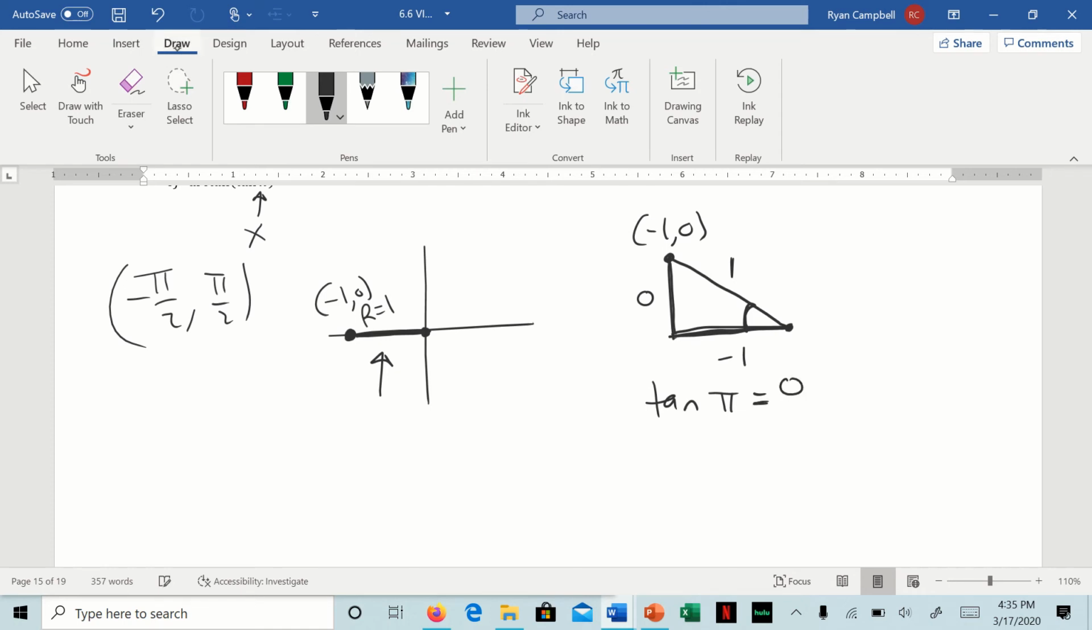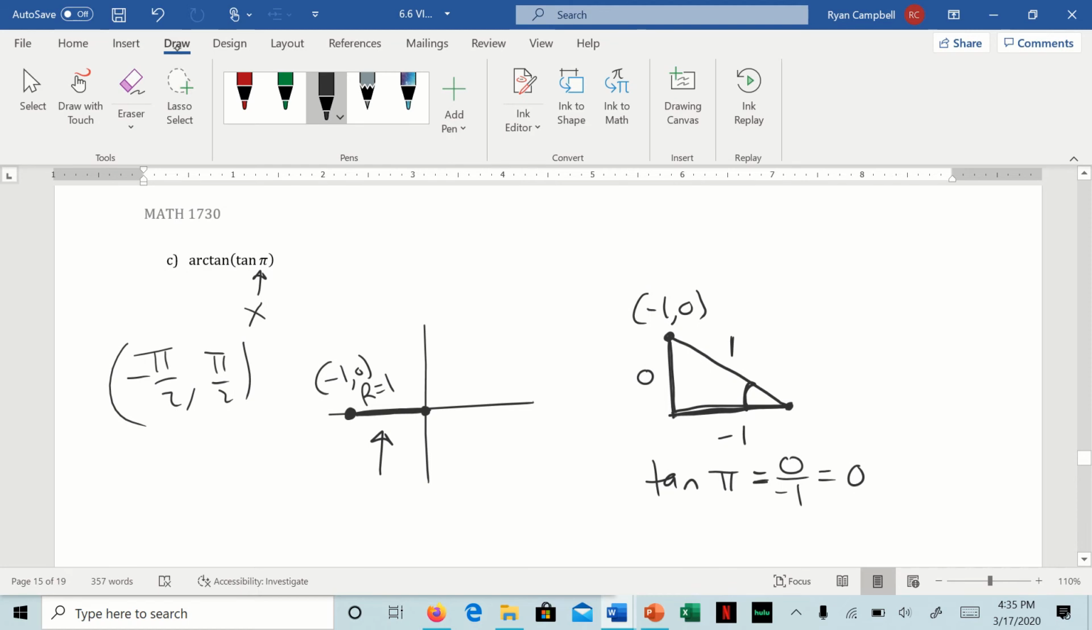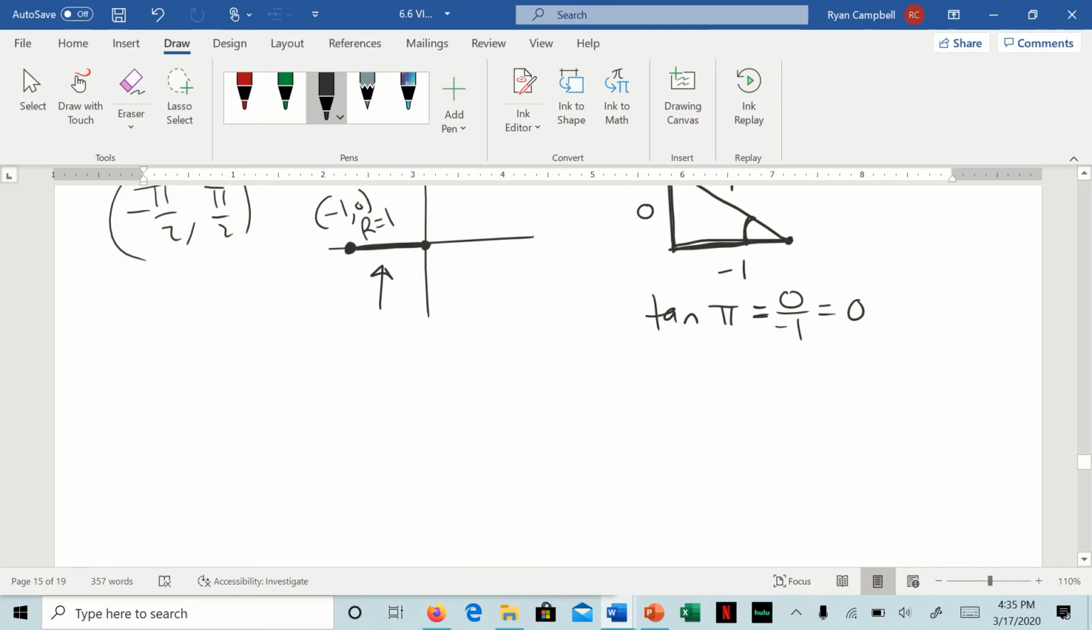There we go. 0 over negative 1, which is just 0. All right. So now we need to find what is the arctangent of 0. So if we let arctangent of 0 equal x, how can we change that around? That's the same as saying the tangent of x equals 0.